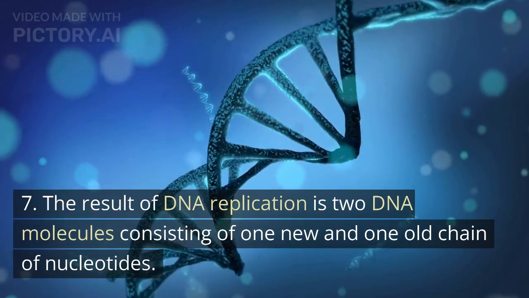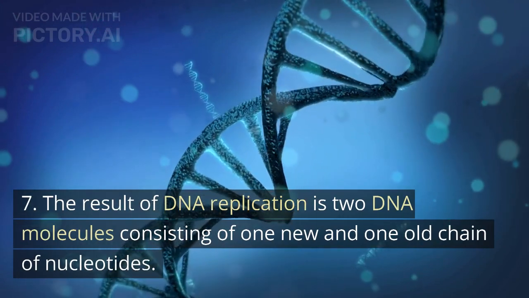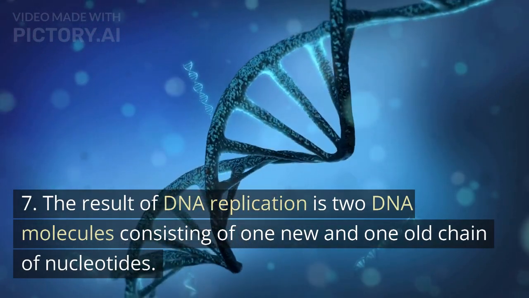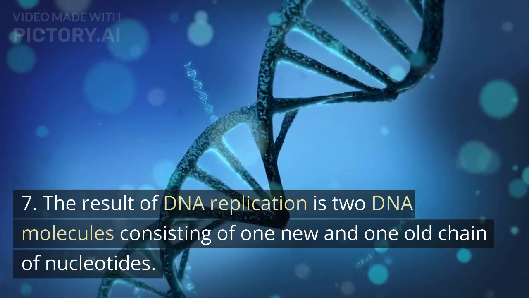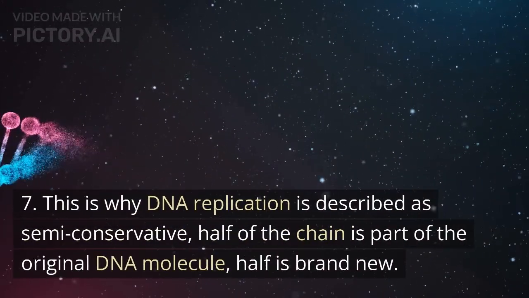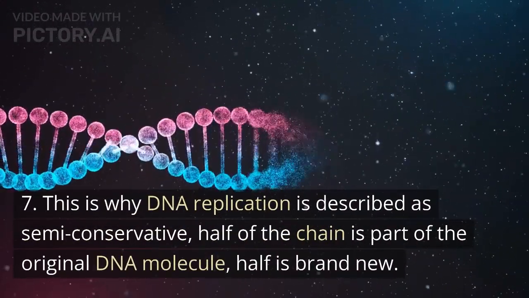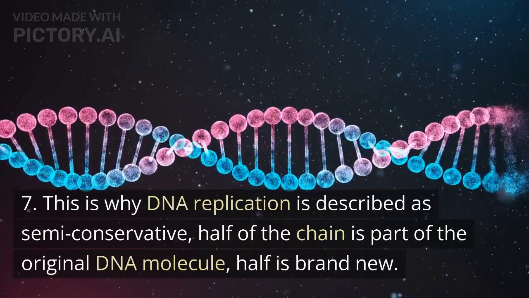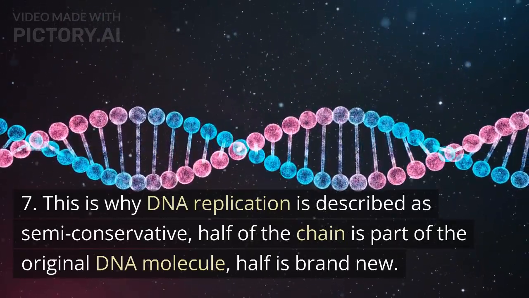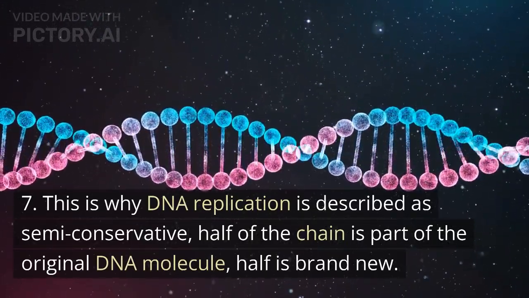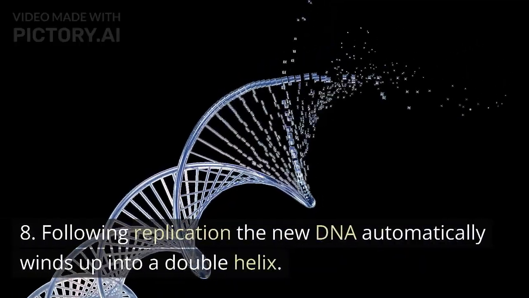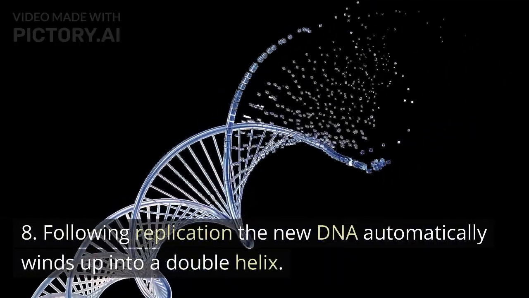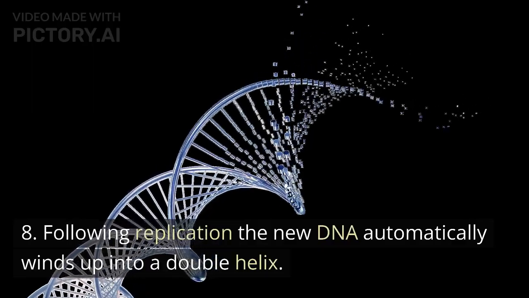7. The result of DNA replication is 2 DNA molecules consisting of 1 new and 1 old chain of nucleotides. 7. This is why DNA replication is described as semi-conservative. Half of the chain is part of the original DNA molecule, half is brand new. 8. Following replication, the new DNA automatically winds up into a double helix.